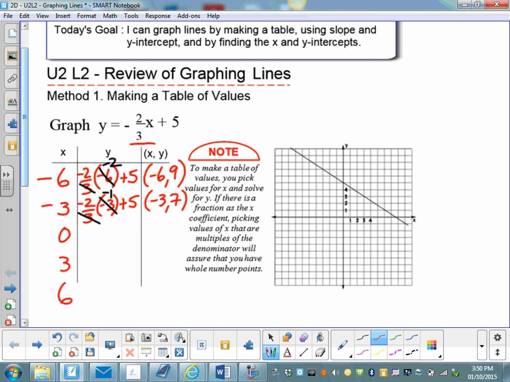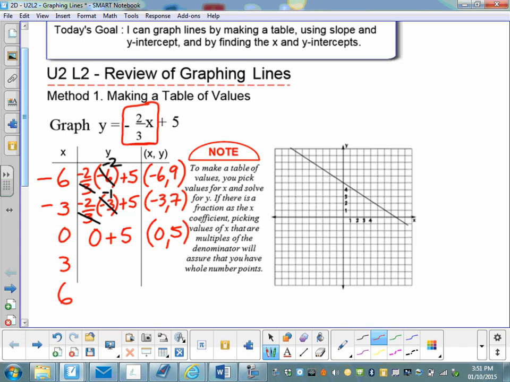And we love substituting in 0, because if I'm going to put 0 in for x, this whole term is going to equal 0, because it's going to be negative 2/3 times 0, which is just going to be 0. And then I add the 5 on the end. So the coordinate for that point is 0, 5.